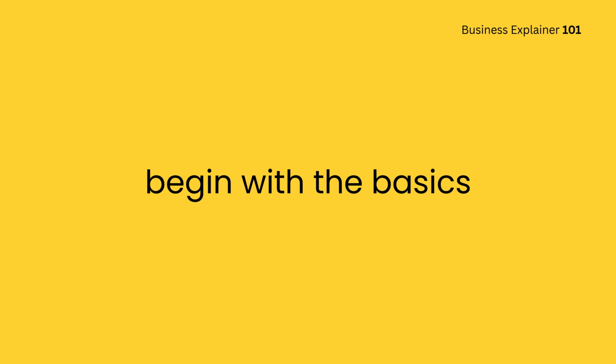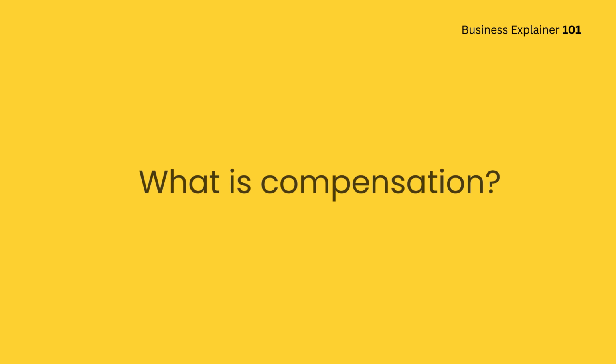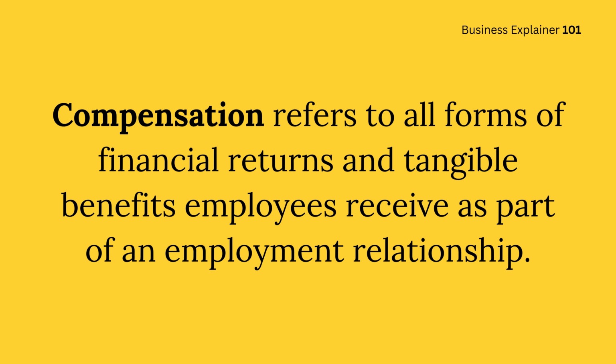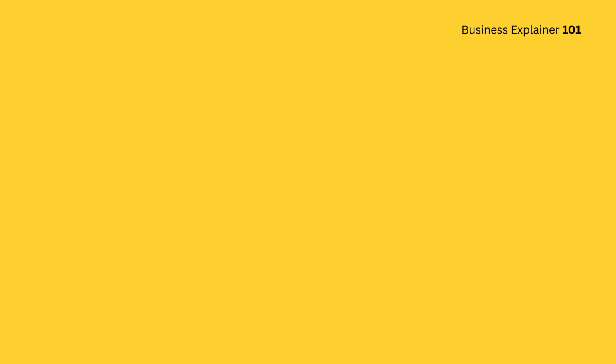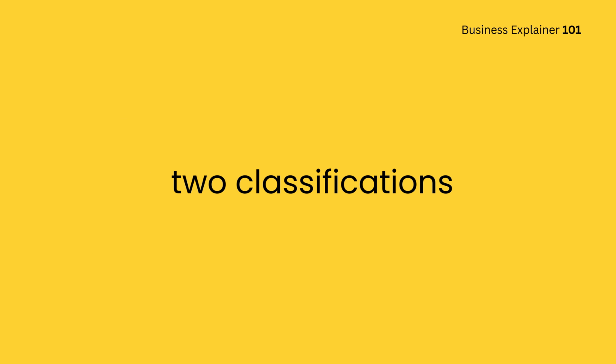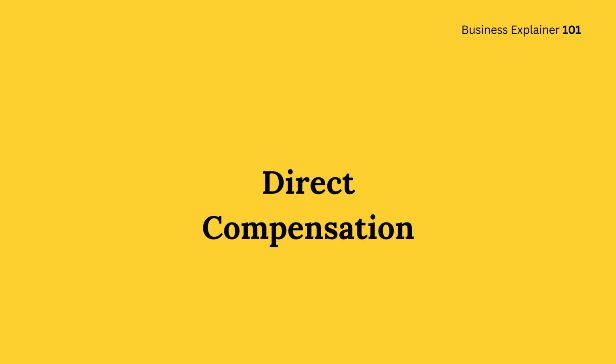Let's begin with the basics. What is compensation? Compensation refers to all forms of financial returns and tangible benefits employees receive as part of an employment relationship. It has two classifications: direct compensation, such as salary, hourly wages, bonuses, and commissions. Indirect compensation includes benefits like insurance, paid leave, retirement, and perks.